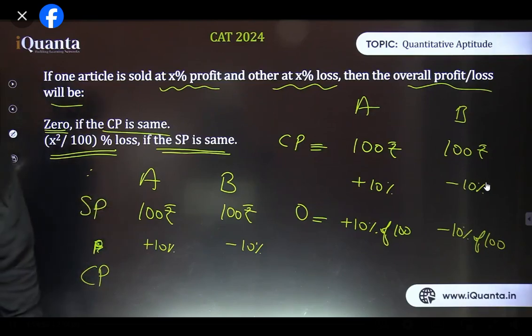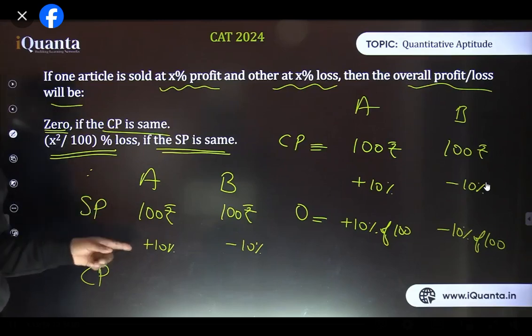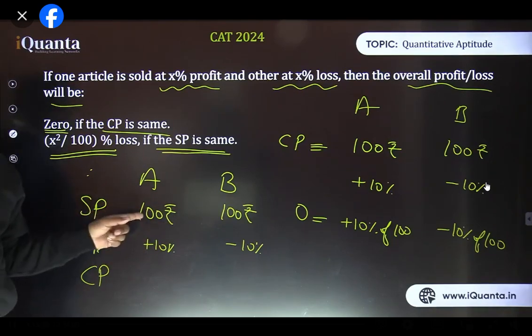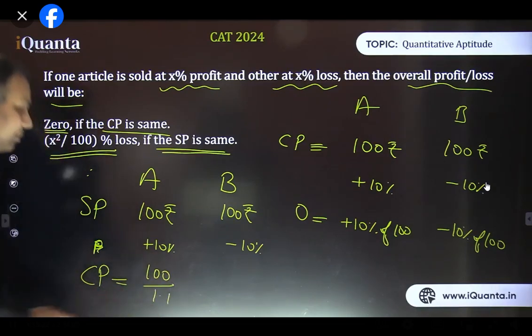See this 100, it is not 110. Not 110 and 90. See, the selling price includes the profit. So this is actually 1.1 times CP. I repeat, this is 1.1 times CP. So CP would be 100 divided by 1.1. That is in this first case.